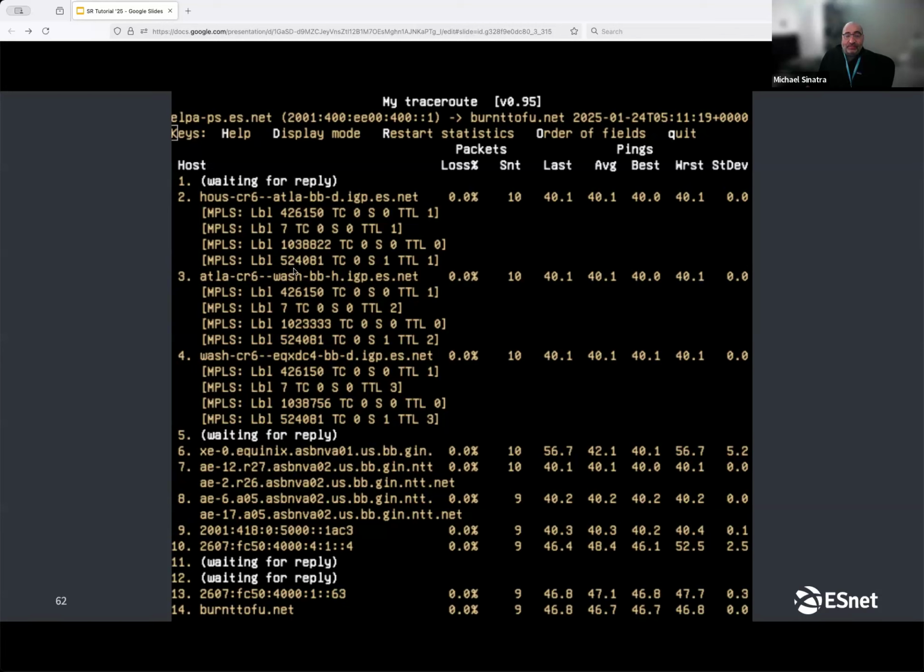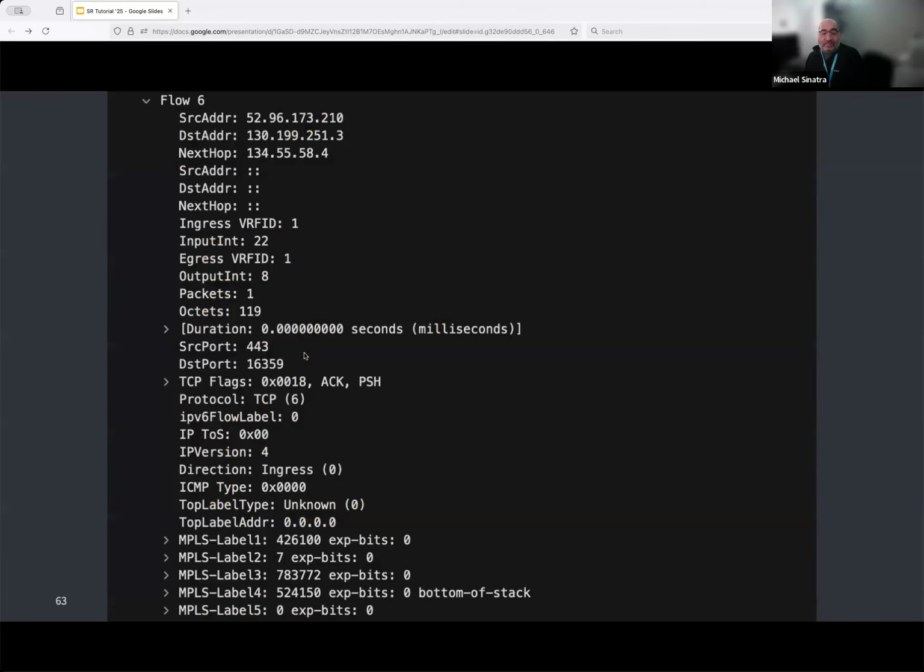Again, we have our entropy labels, and then you see this one down here, the bottom label of the stack, that is 524.081. That's actually our VPRN label. And that's based on a per router thing. So here's a different packet going to a different router that again has a VPRN label on it. You can see there's the segment routed label. The top label type, it says is unknown. This version of NetFlow doesn't know what kind of label type that is. And then you've got your entropy label, and there's your VPRN label.